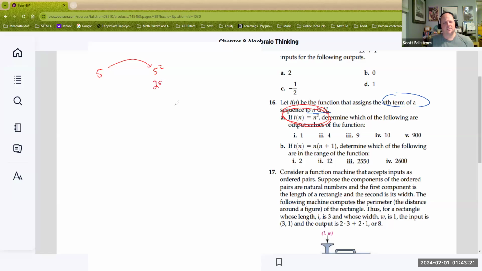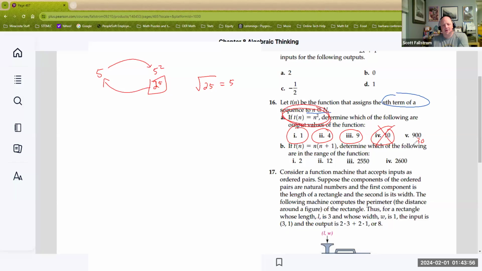Oops, that got a little weird. Sorry about that. So I have 25. So if they gave me 25, how do I get back here? And that's where it'd say, oh, I just take the principal square root. Okay, square root of 25 is 5. So that's why you could go through here and you could just kind of take the square root and see if it works. So the square root of 1 is 1. The square root of 4 is 2. The square root of 9 is 3. Square root of 10, sorry, that one fails. And let's see here, square root of 900 is 30.